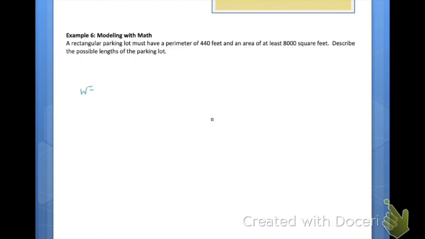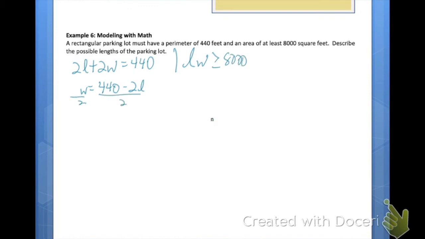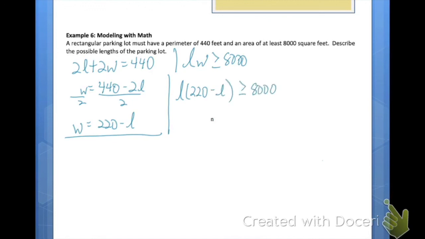So solving for W, we'll subtract our 2L over, and so I'll bring back our original equations. They went away for a moment. And our inequality. And then we need to divide by 2. And so width will equal 220 minus length. So now let's plug in this so we can get this equation in terms of one variable. When I distribute my L, I get 220L minus L squared is greater than or equal to 8,000.